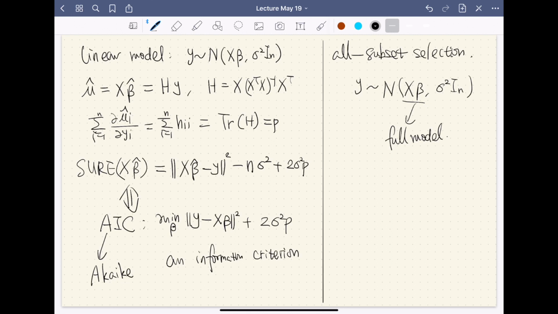Now the question is, if we assume the true beta is sparse, in the sense that beta_j equals 0 for many coordinates, then can we find the best model?